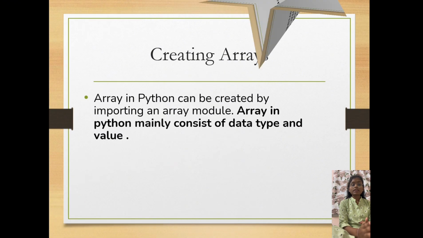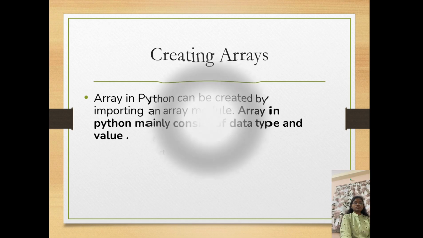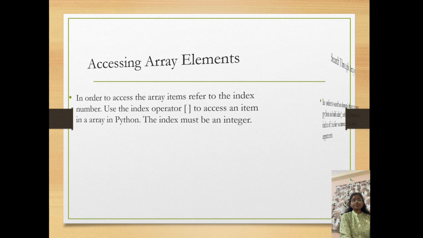Creating arrays. Arrays in Python can be created by importing an array module. Arrays in Python mainly consist of first the data type and second the values. Accessing array elements. In order to access the array items, refer to the index number; use the index operator to access an item in an array in Python. The index must be an integer.